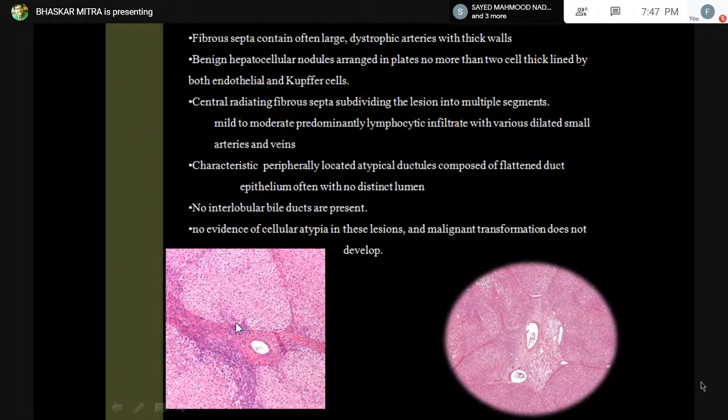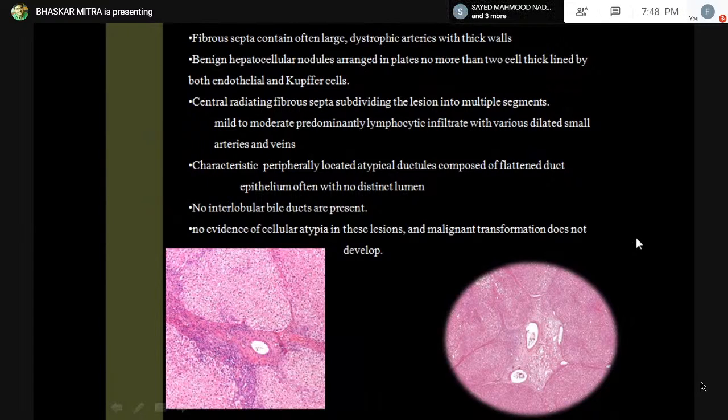As this fibrous scarring is there, there is a distortion of the lobular architecture, and in the periphery there may be atypical ducts composed of flattened duct epithelium without proper lumen formation, which is also seen in focal nodular hyperplasia. No interlobular bile duct can be appreciated, and as this is not a true neoplastic lesion, the cells don't show any significant atypia and they don't transform into a malignancy.